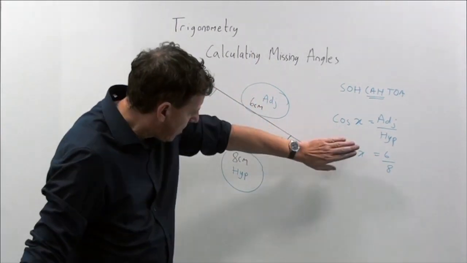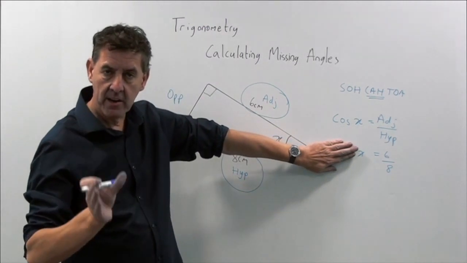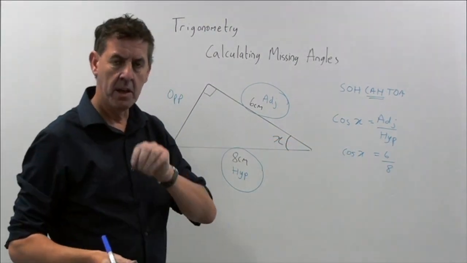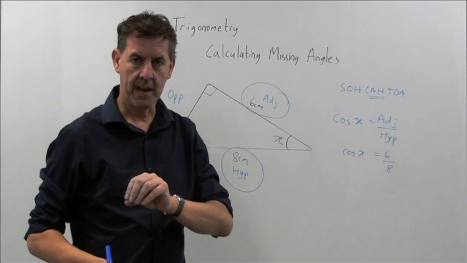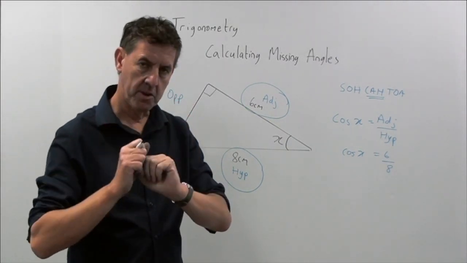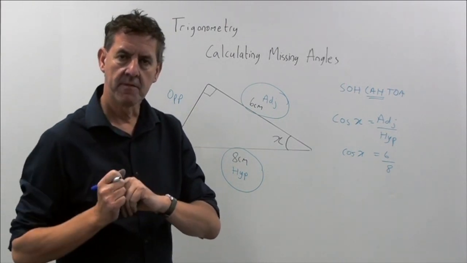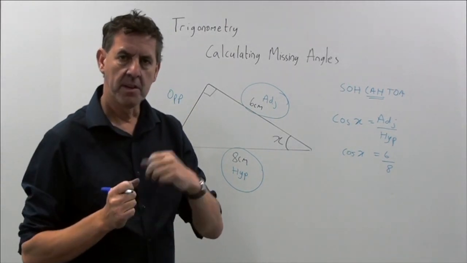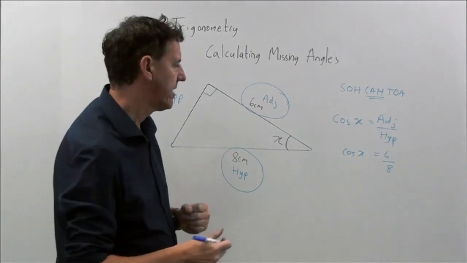We've got to get rid of that cos to leave me the angle, angle x. How do I get rid of the cos? I use the cos inverse button on my calculator. Where does it live? Just above the cos. So you've got the cos button on your calculator, and you'll find there's a cos inverse just lying above it. Remember, second function or shift to bring it into play.